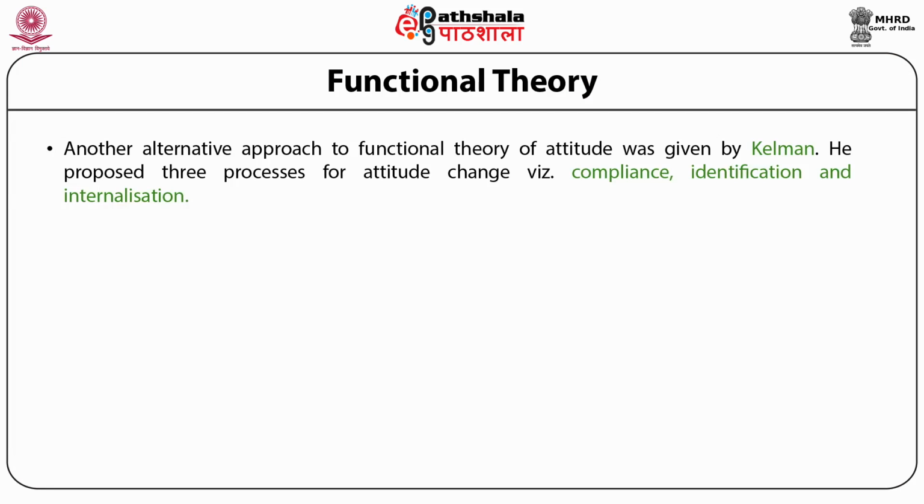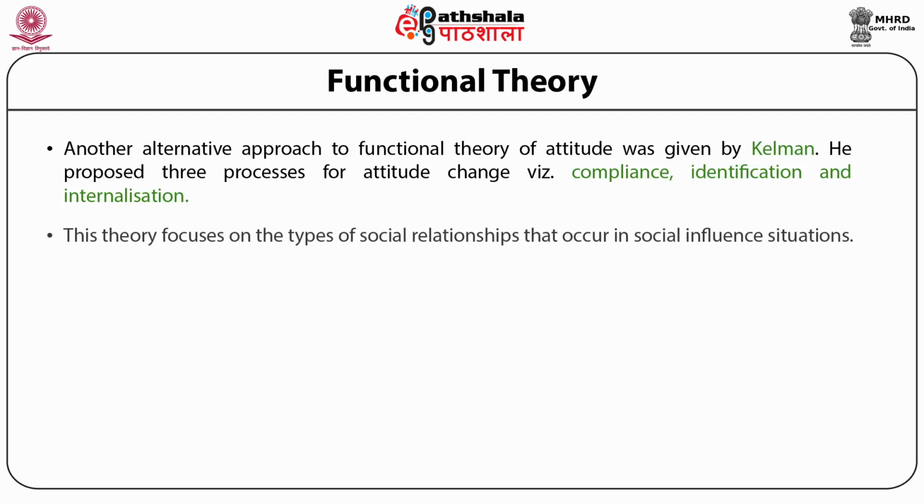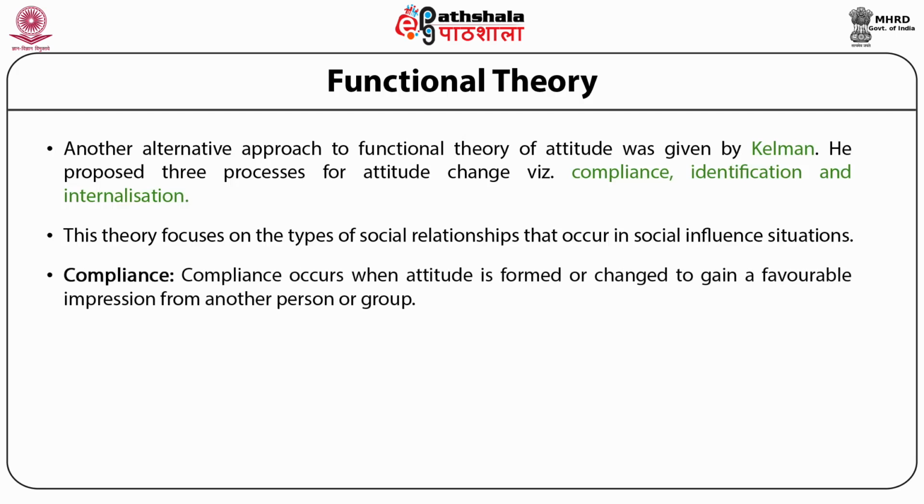Another alternative approach to functional theory of attitude was given by Kelman. He proposed 3 processes for attitude change. These 3 processes are compliance, identification, and internalization. This theory focuses on the types of social relationships that occur in social influence situations. Compliance. Compliance occurs when attitude is formed or changed in order to gain a favorable impression from another person or a group.